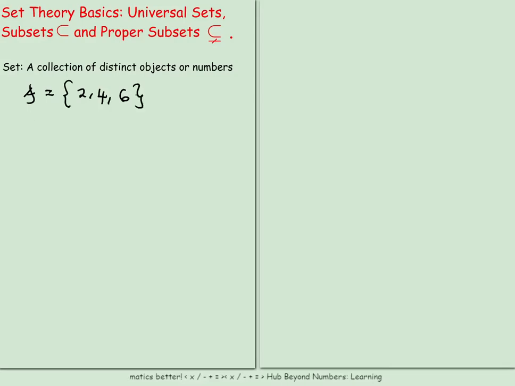So this is a collection of distinct objects. As you can see, all these elements here are distinct, and I have used a capital letter to represent them. In addition to that, look at the brackets I've used over here. These are curly brackets, and they are the type of bracket we use to enclose a set.